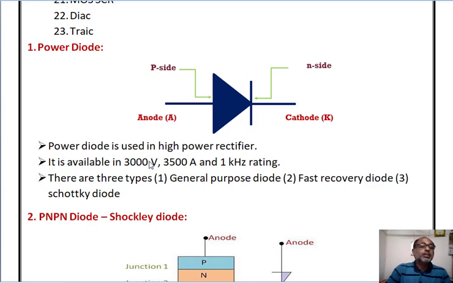It's available in the range of 3000 volt, 3500 ampere and 1 kilohertz rating. There are three types of power diodes available. First, general purpose diode. Second, fast recovery diode. Third, Schottky diode. Here you can see it has two terminals, anode and cathode.